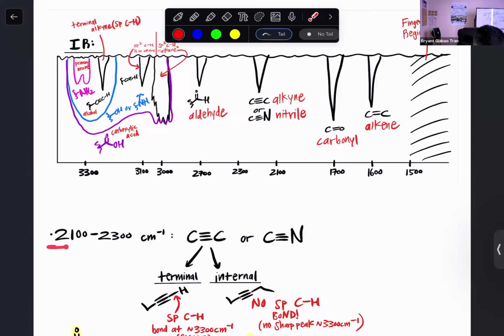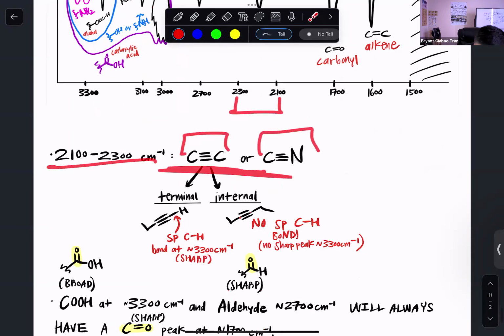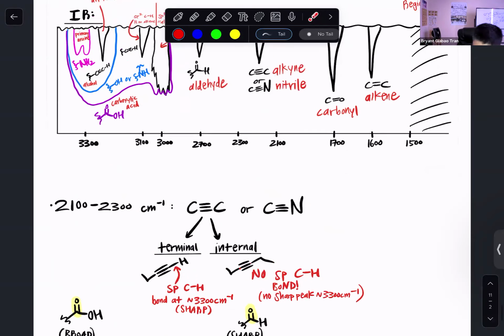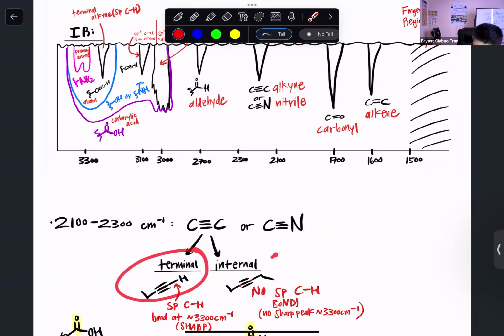The triple bond region, 2100 to 2300, could be either an alkyne or a nitrile. But for the alkyne, you could have two kinds: a terminal alkyne or an internal alkyne. The terminal alkyne will have this sp carbon hydrogen peak at around 3300, and it's a sharp peak. But the internal alkyne will have no sp carbon hydrogen bond, no sharp peak at around 3300. So that's how you tell the difference between a terminal alkyne and an internal alkyne in the structure.